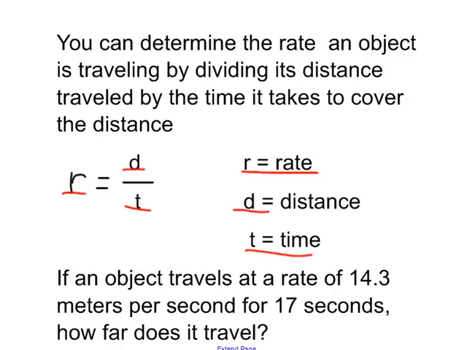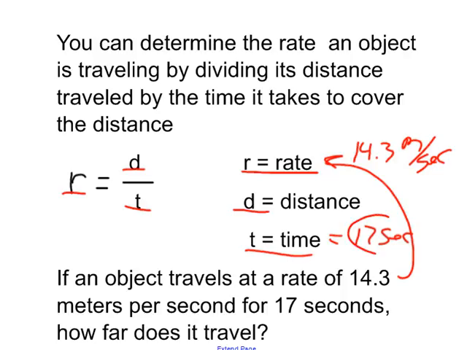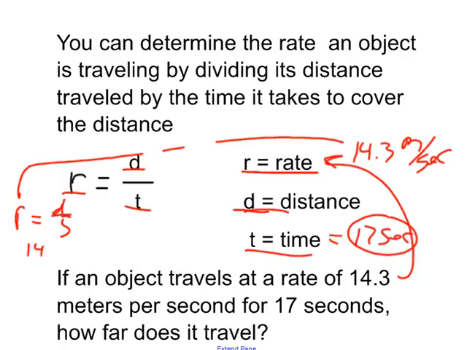Well, the rate it tells me is 14.3 meters per second, and it tells me the time is equal to 17 seconds. So in this case, I'm going to be looking for the distance. So I'm going to say rate is equal to distance divided by time, where I know the rate. Plugging in the information, it is 14.3 meters per second, and that's equal to the distance divided by 17 seconds.